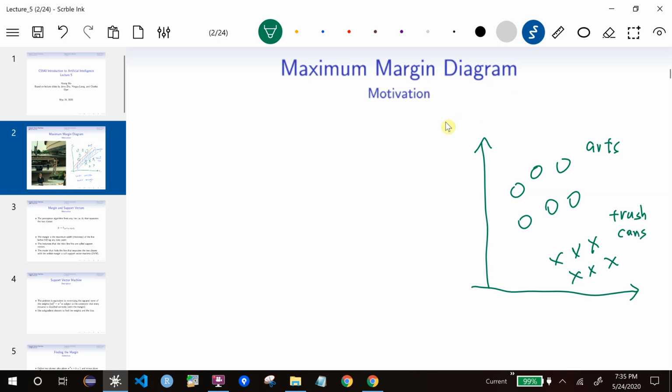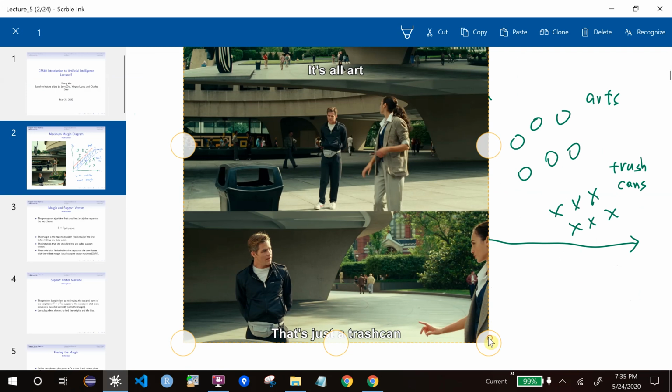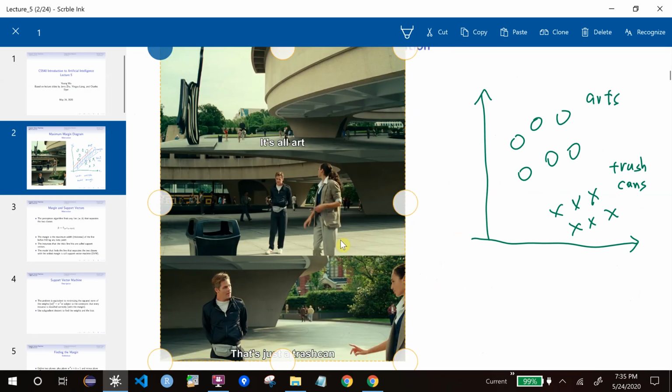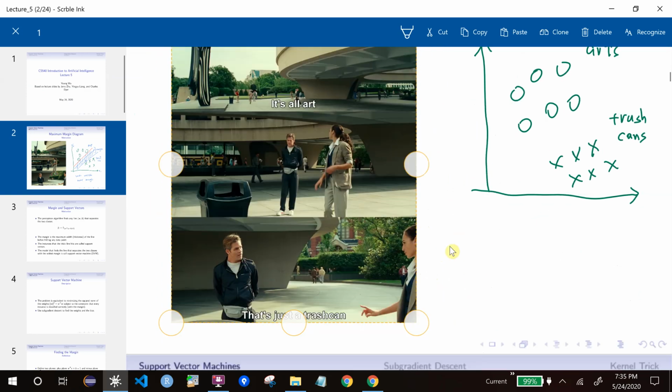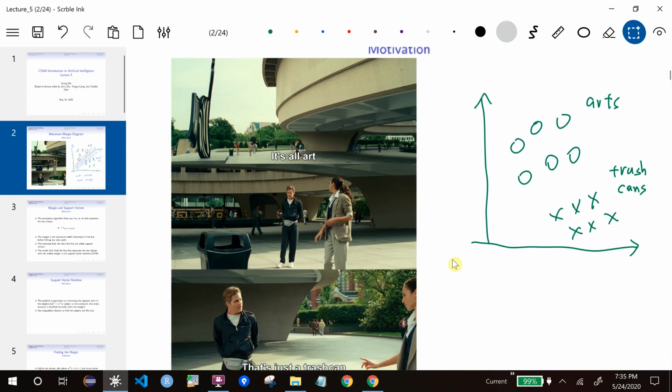If you don't know the reference, it's from the movie Wonder Woman 1984. And in the trailer, there is this line. Sorry.